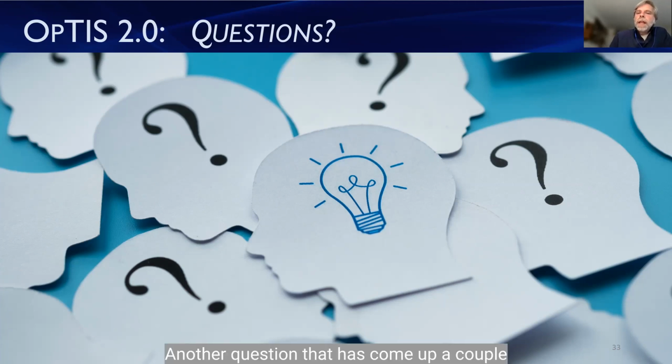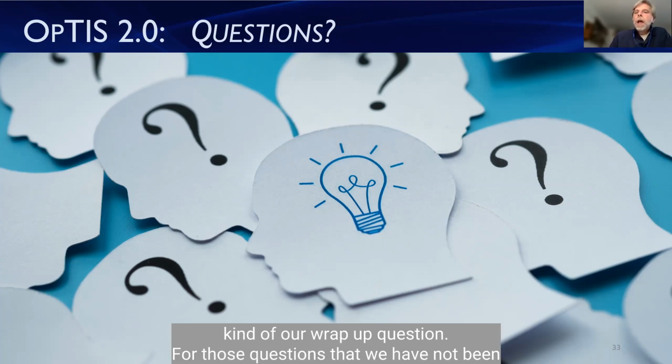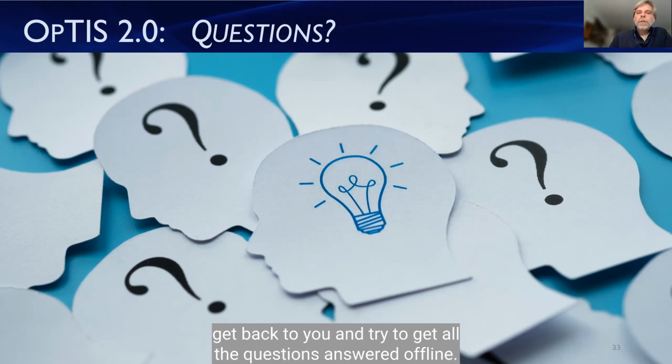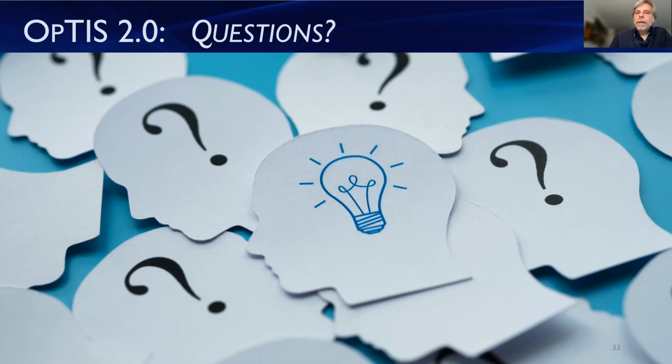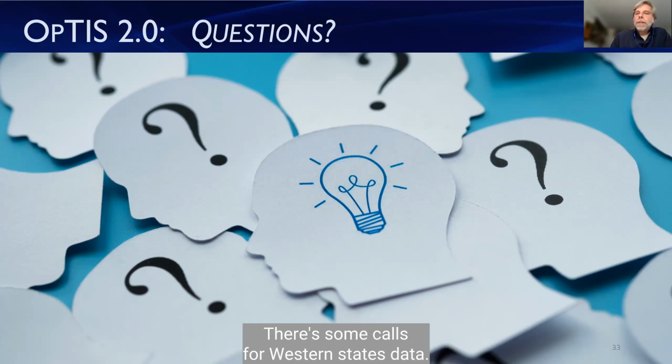Another question that has come up a couple times is a question of timeline, and I think we're going to use this as our wrap-up question. For those questions that we have not been able to answer today or that need some detail, we're going to get back to you and try to get all the questions answered offline. So we're hoping to continue the conversation and share information as we follow up on this. But as far as our last live question, Steve, there's some questions of timelines. We've talked about getting the Chesapeake, Mississippi Delta, Great Plains. There's some calls for Western states data. What are the timelines for expanding the data set?